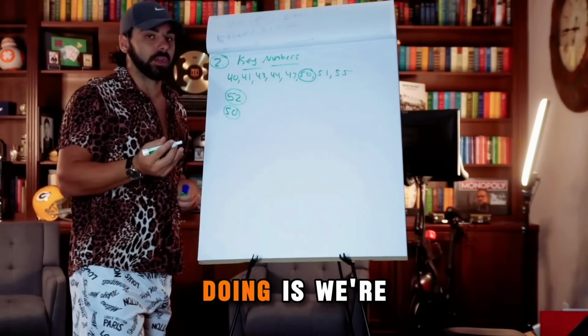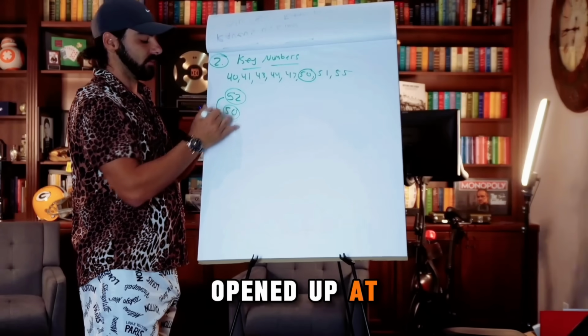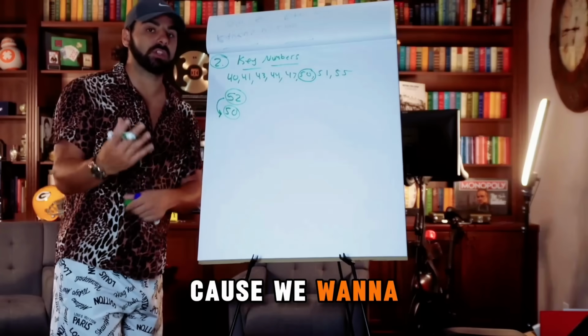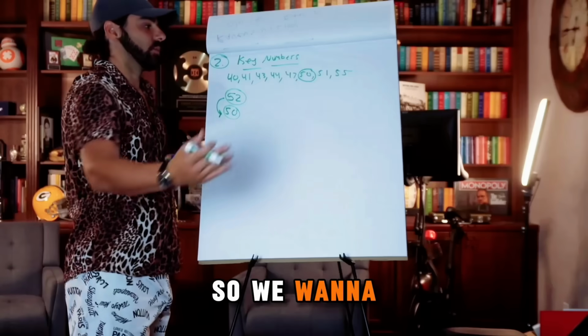So what we're doing is we're going to be buying back to that original number that it opened up at. So you're only going to be buying a couple points here to get it back to that original number, because we want to sway it in our favor. We want the probability in our favor, all right? So we want to sway it back.